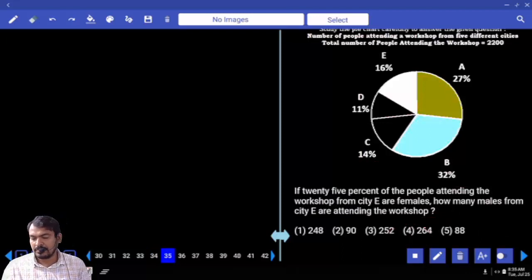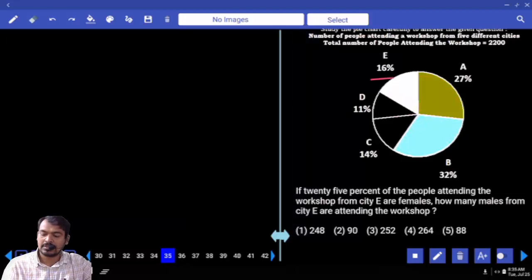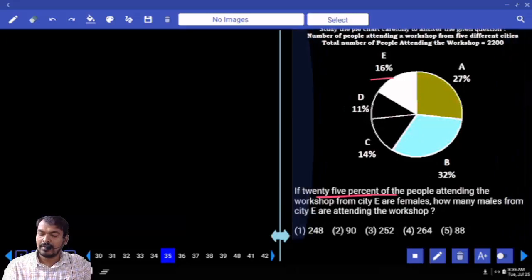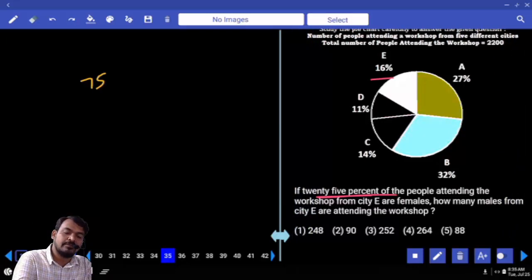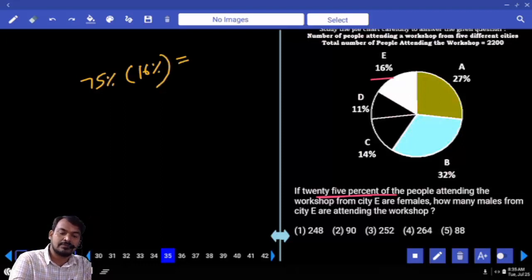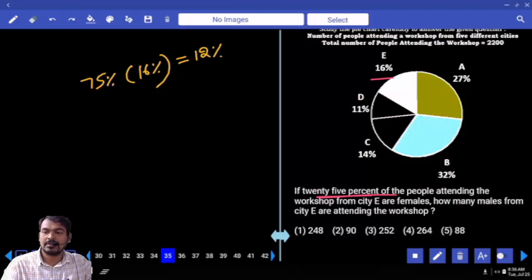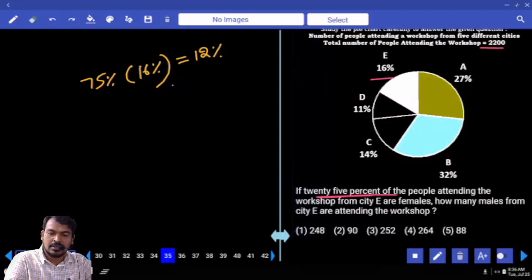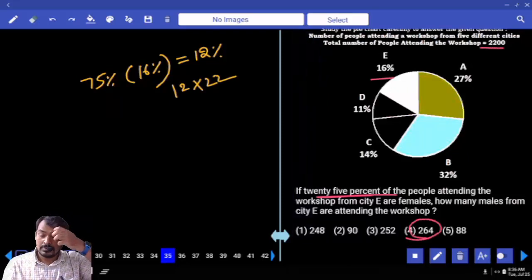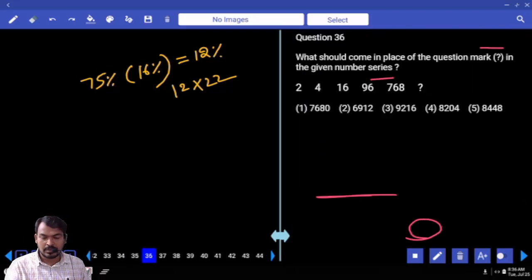Next, question number 35. If 25% of the people attending the workshop from city E are females, how many males from city E are attending the workshop? What is the city E value? 16. If 25% are female, then the male value is 75% of which one? 16%. What is 75% of 16%? 12%. Then we require 12% of which one? 2200. That will be written as 12 into 22. End with 4. Which option? Fourth one.